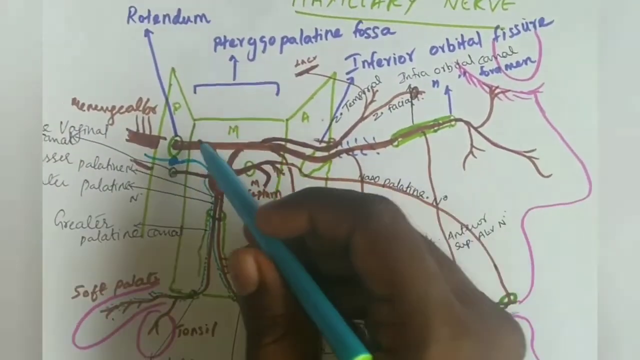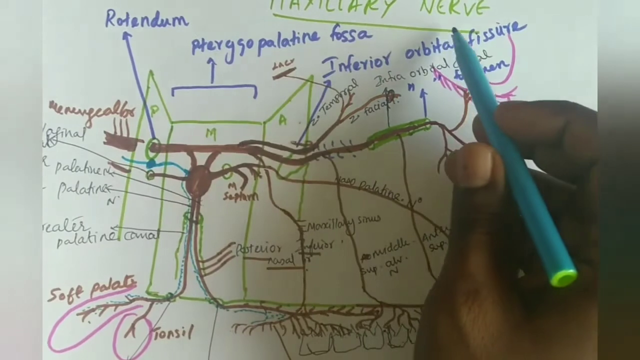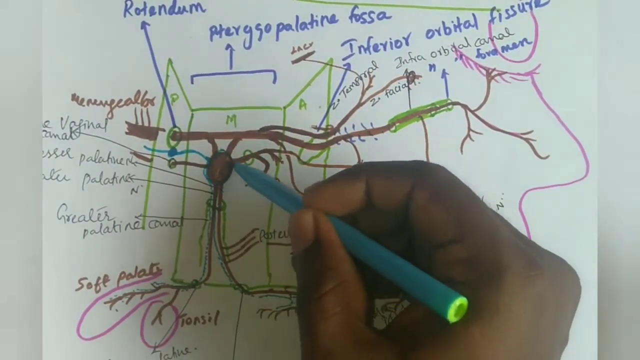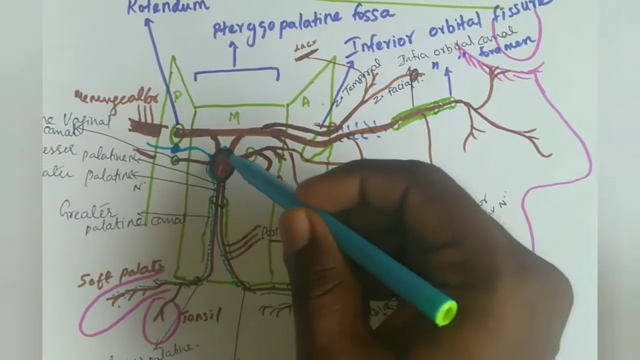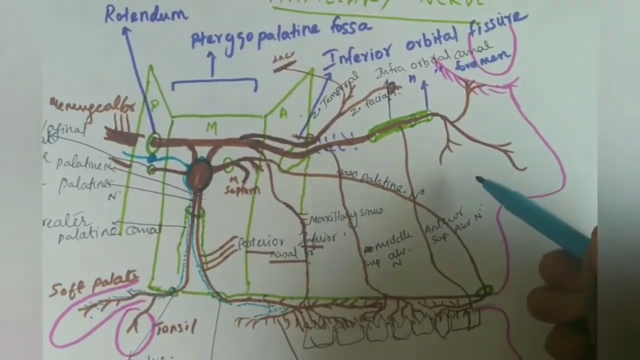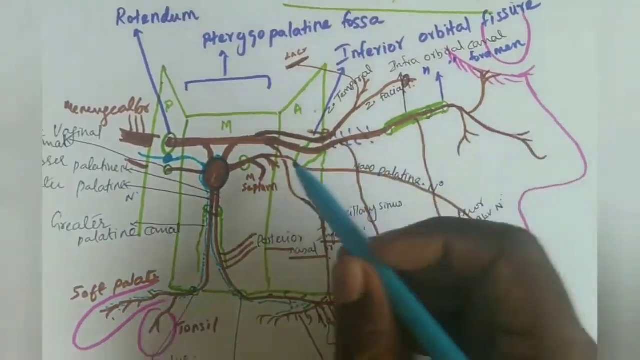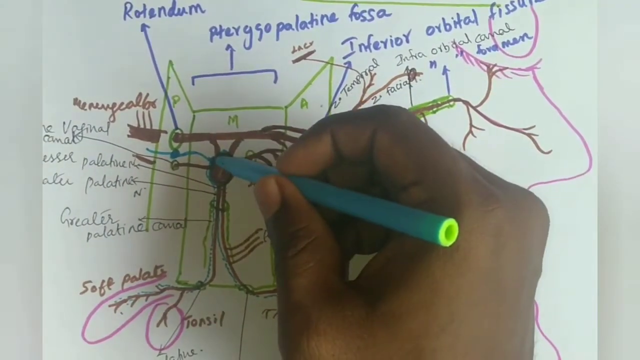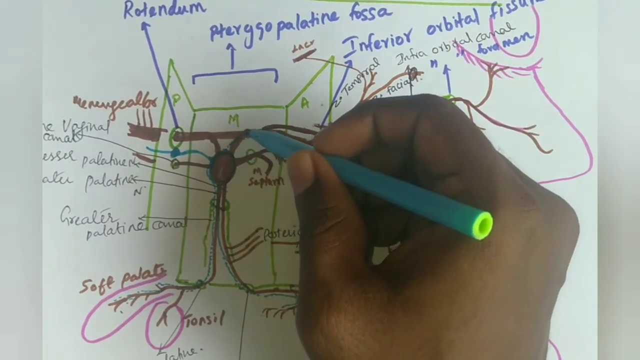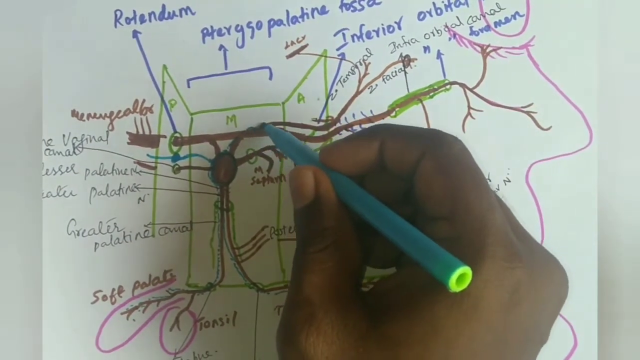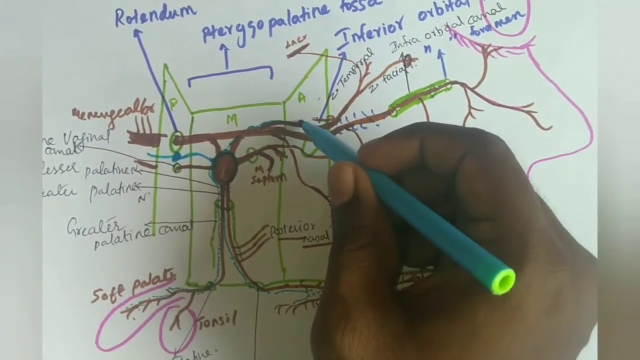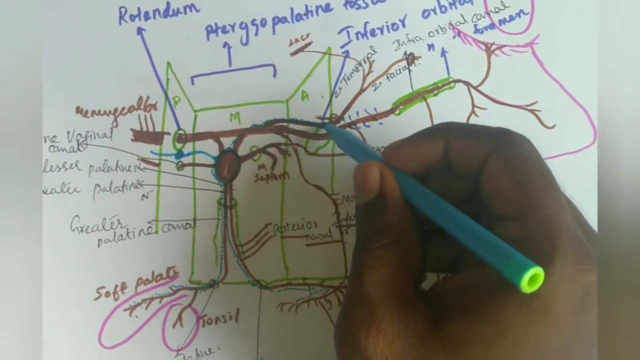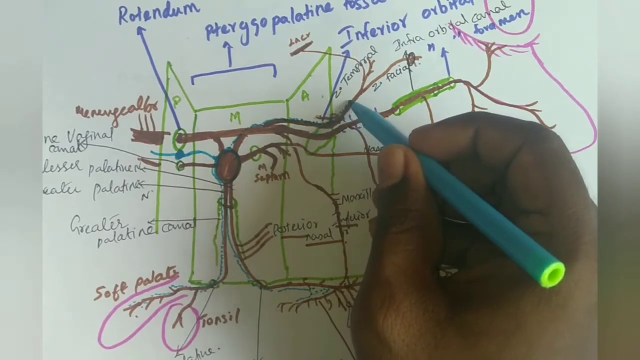So this is how the secretomotor fibers go from the facial nerve, traveling via the nerves related to the maxillary nerve, through the pterygopalatine ganglion. Next, it also supplies the nasal mucosa and the lacrimal gland. How? We can see these fibers re-enter the maxillary nerve, then go through the inferior orbital fissure and enter the zygomatic branch.